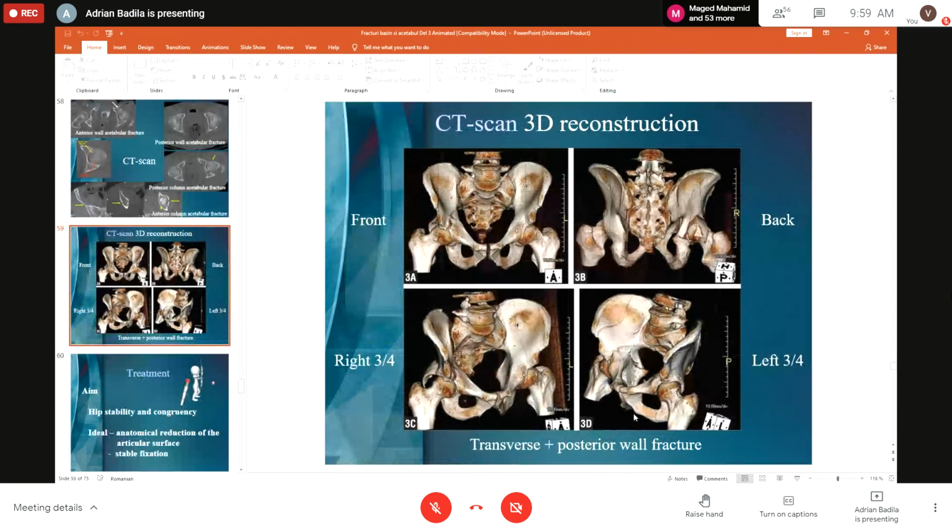Three-dimensional reconstructions of the pelvis with a transverse fracture of the acetabulum associated with a fracture of the posterior wall. This is the transversal line. And here in the back, we can see a comminuted fracture of the posterior wall. The same thing here. Here is the transversal fracture. And here we have the comminuted fracture in the posterior part of the acetabulum.